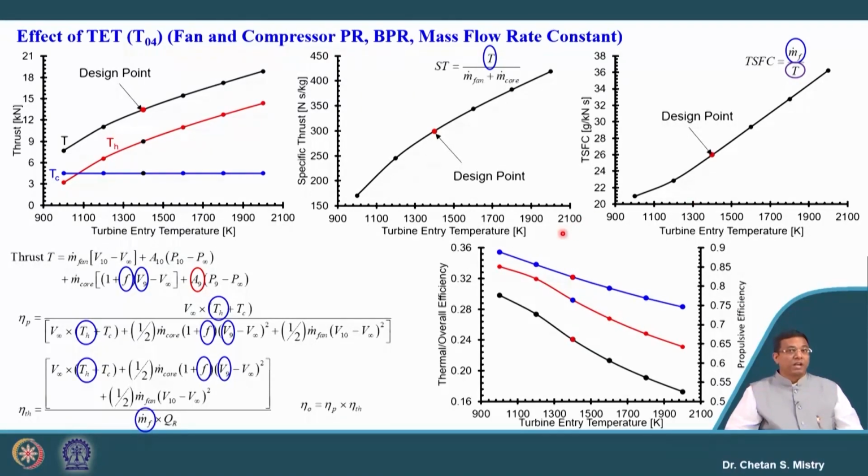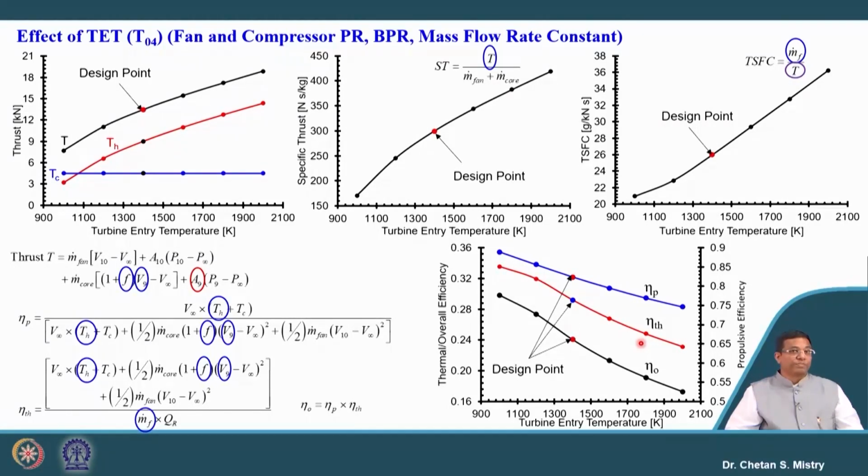So, turbine entry temperature is what is changing my efficiency trend here. It says with increase of turbine entry temperature, we will be having a drop of propulsive efficiency, a drop of thermal efficiency, and that is how there is a reduction in overall efficiency. So, it has an adverse effect in terms of efficiency. Same way it has an effect on thrust specific fuel consumption.